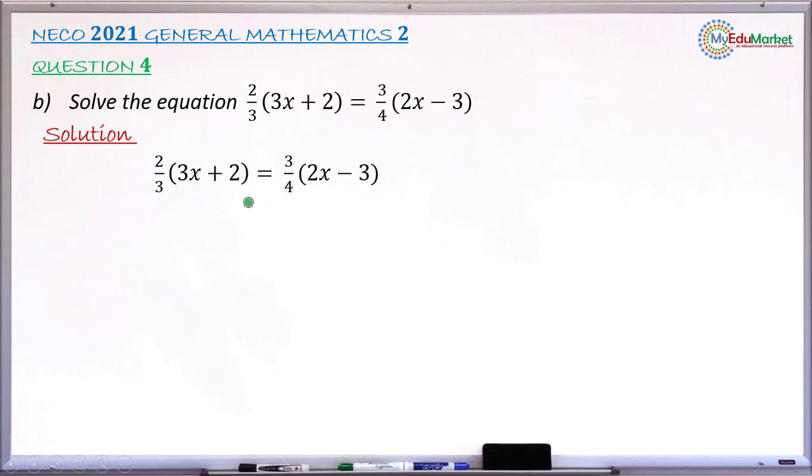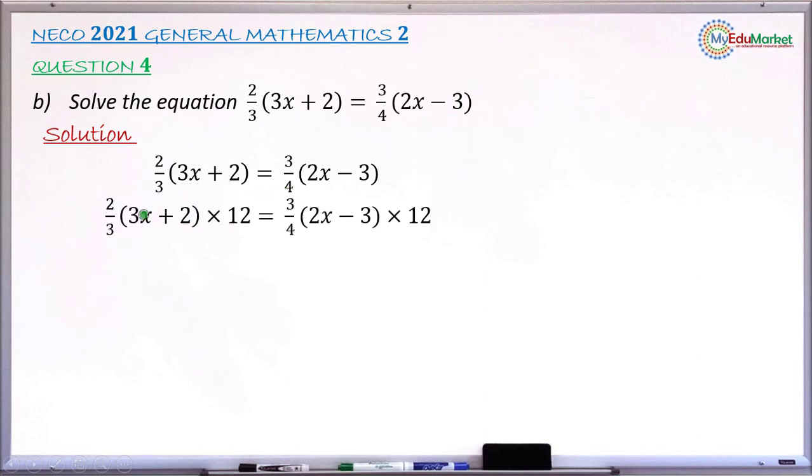So what we need to do first is to clear this fraction. To clear the fraction is to look at the LCM of the denominators, and multiply both sides by the LCM. The LCM of 3 and 4 is 12. So now multiply both sides of this equation by 12.